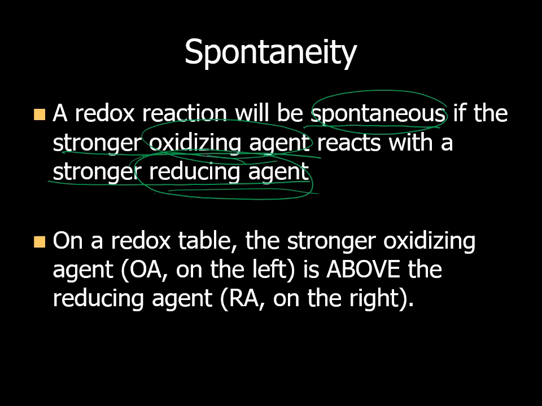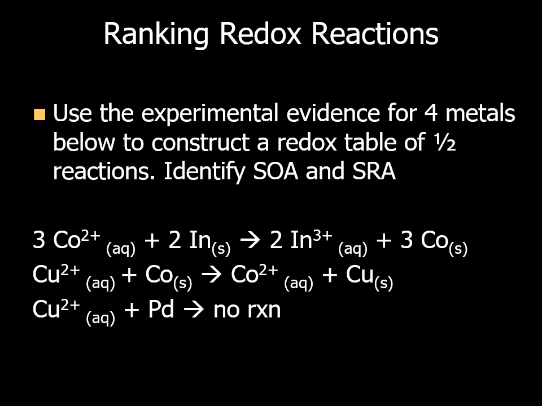Otherwise, you'd have to put in some work to get it to happen. So on a redox table, we're going to put the stronger oxidizing agent up on the top left, and as long as you have something on the top left combined with a stronger reducing agent, which will end up being below to the right, we will have a spontaneous reaction. So let's take a look at an example as to how this could come together.